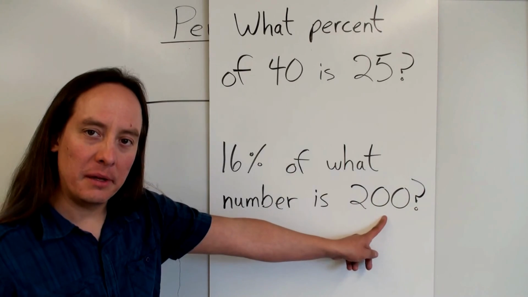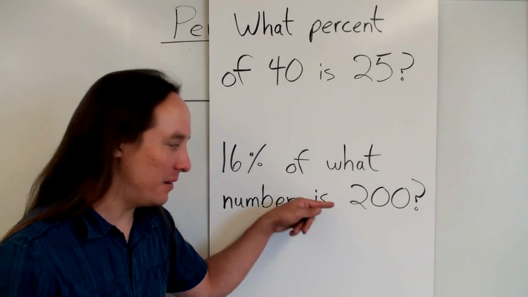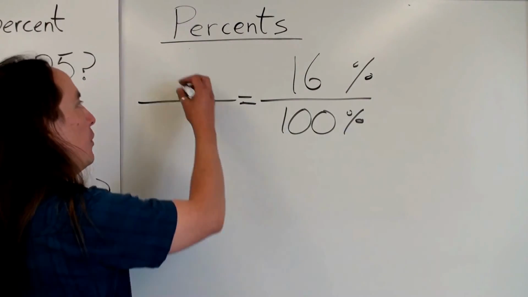What's the 200 going to be? Remember, is points to the part. So the number that comes after is the part. So 200 is the part.